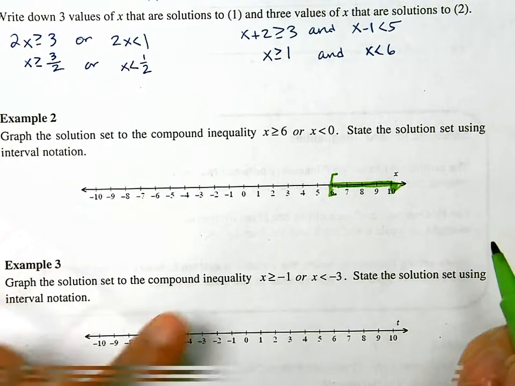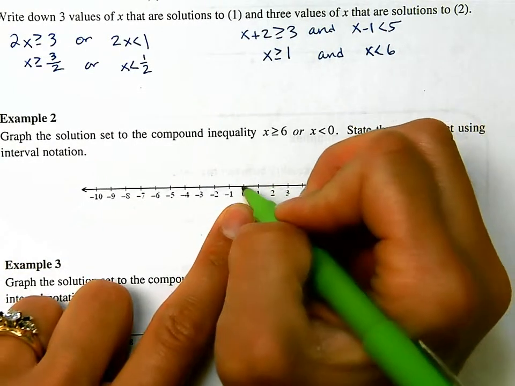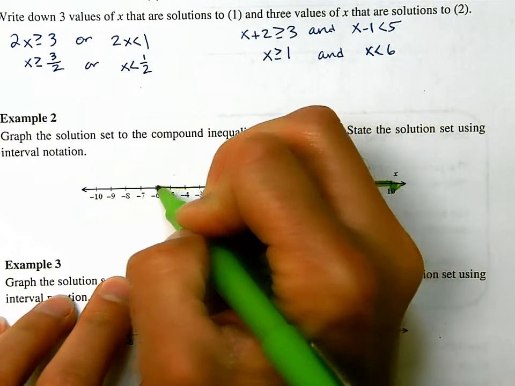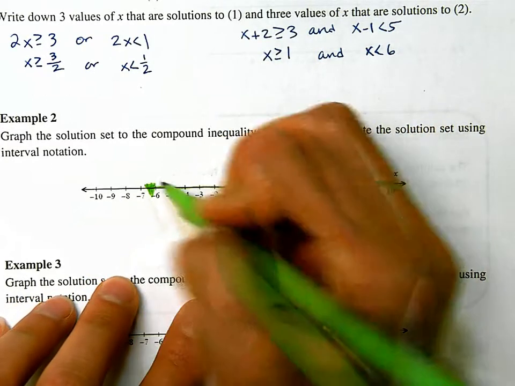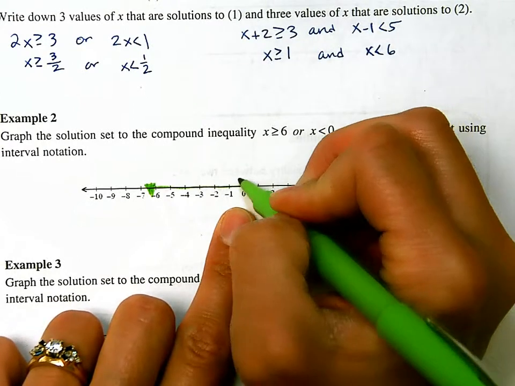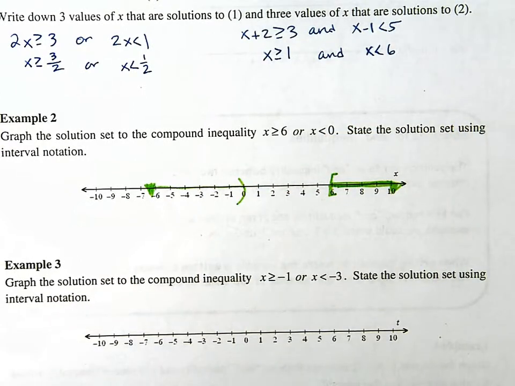And then the other one, x is less than 0. Less than, which means we're going to the left. And it's not or equals to, so we're going to use a parenthesis.